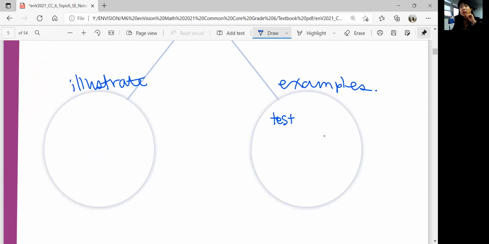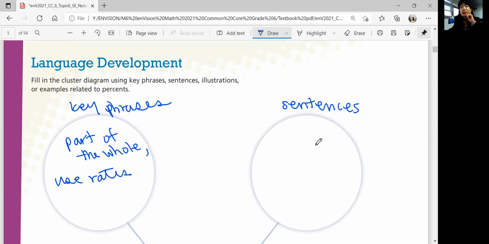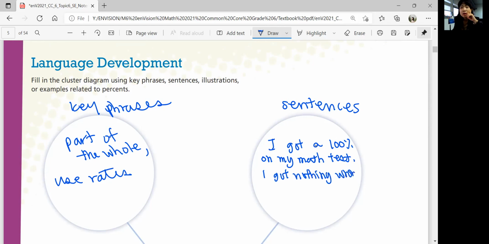Test scores. How can we write sentences using that? I got 100% on my math test. It means you got nothing wrong. I got nothing wrong. Okay.